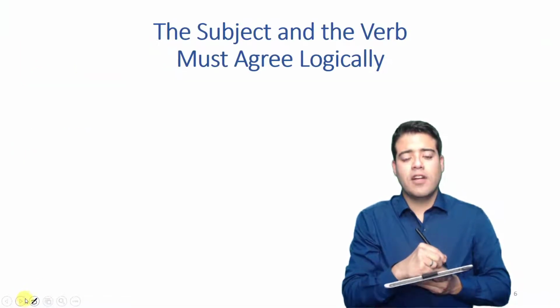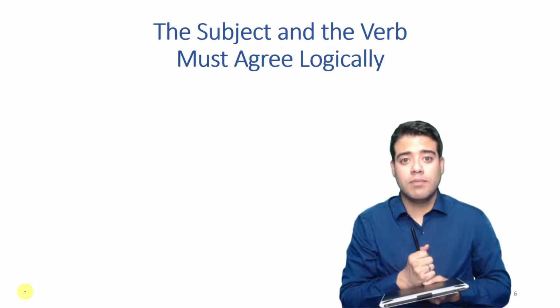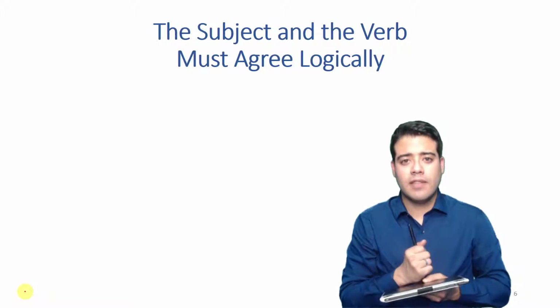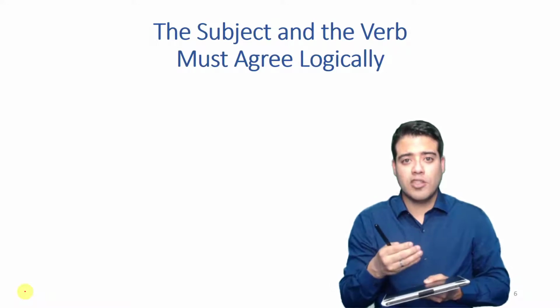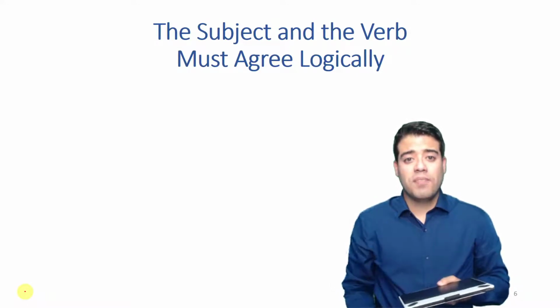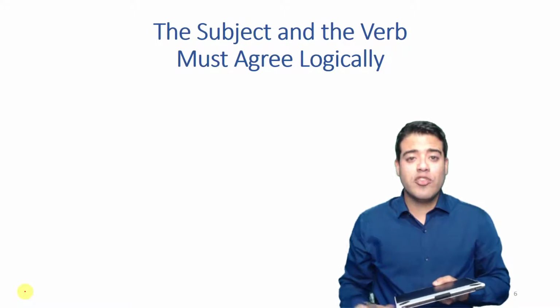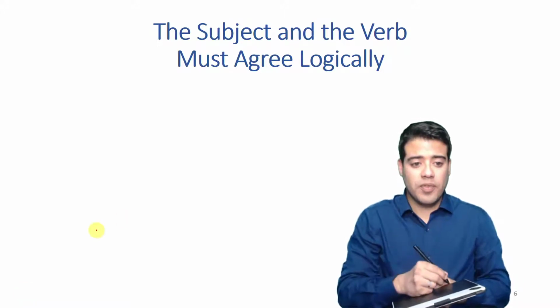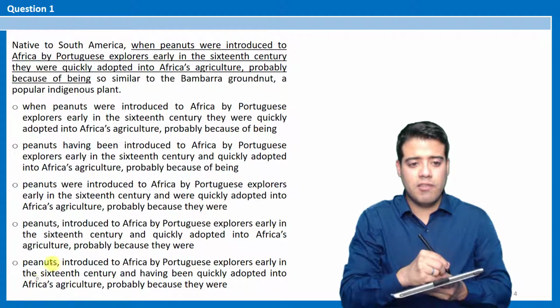Let's take a look at a different concept. The subject and the verb must agree logically. And what does that mean? Well, it means that the subject must be able to perform the action. For instance, in the first choice we saw, peanuts cannot really introduce something. So let me quickly go back to that question. Take a look. I'm gonna eliminate this.